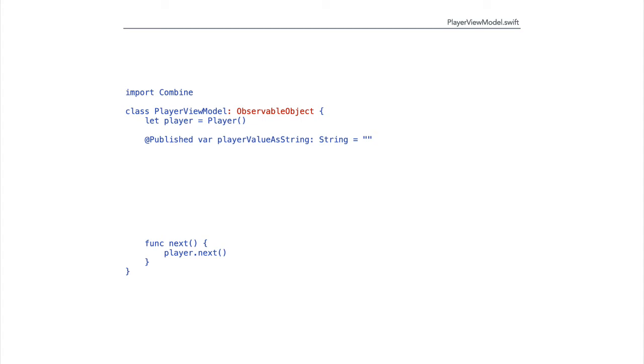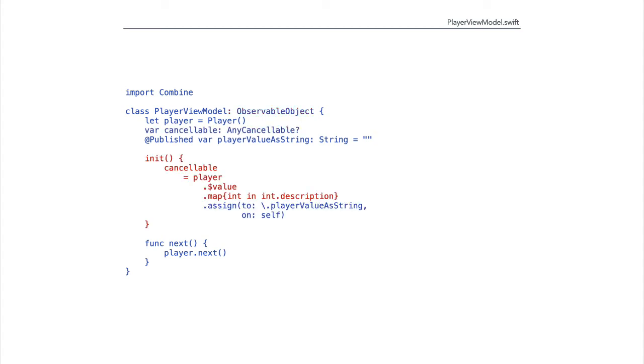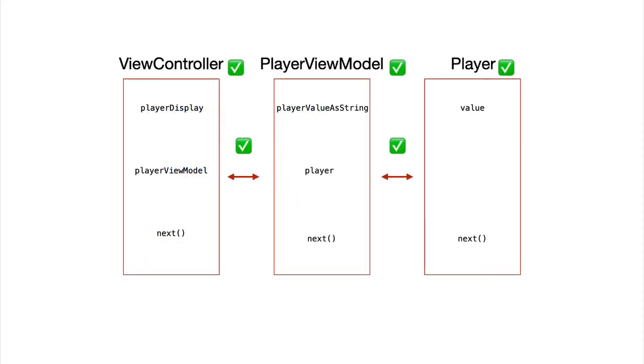We're going to build a subscription, so we need to have a cancelable here. And now in our init, we build our chain, the same chain we had before, where we start with player.$value. That's our publisher of an int that never fails. Our map changes that to a string that never fails. And this time we're using assign to change the value of our string, player value as string. So when our int changes, we're going to store it away in player value as string. Now everything is working. We run our app. It works just as before. We tap our button and the int changes.